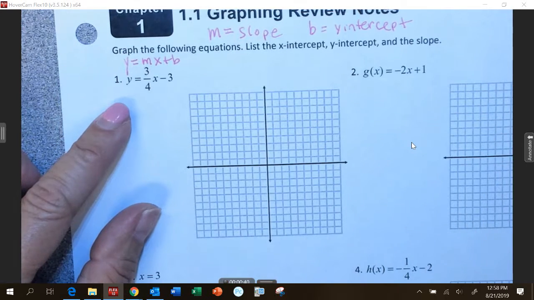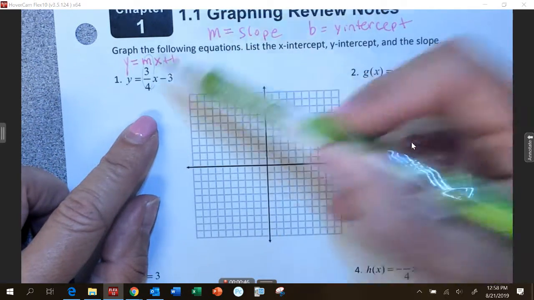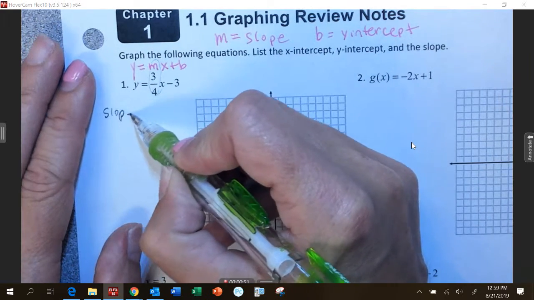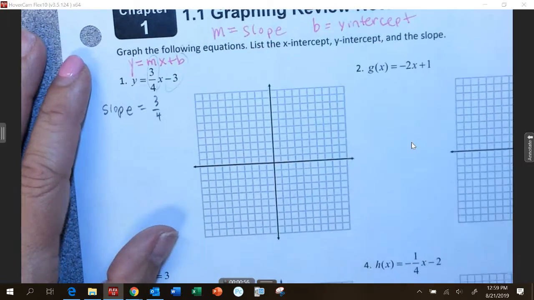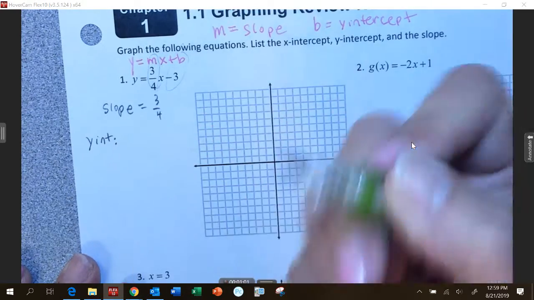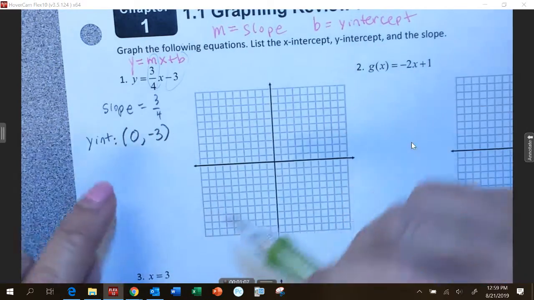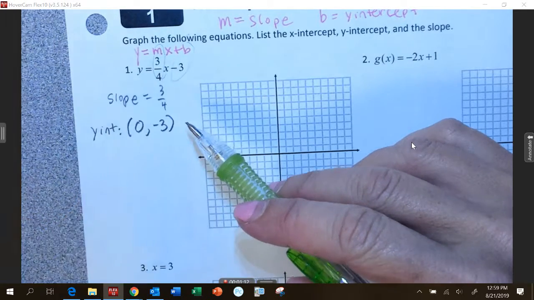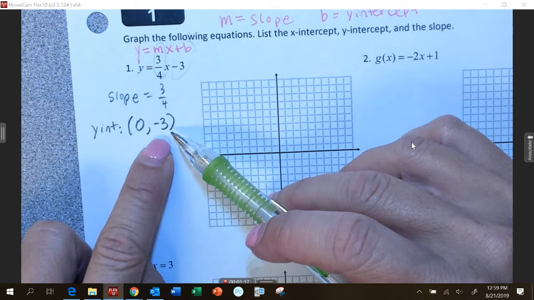So when I look at this, y equals 3/4 x minus 3, what value is the m value? 3/4. So our slope is 3/4. What value is the b value? Okay, so our y-intercept, when we write the actual intercept, we write 0, -3. I know some people were asking me questions about that yesterday. In our notes, you had to write x and y, or in our homework, you had to write x and y intercepts. You always write it with a 0, comma, the number that it hits at.